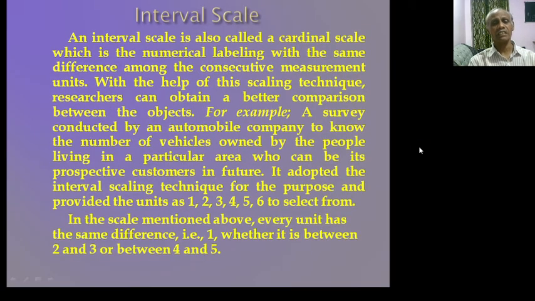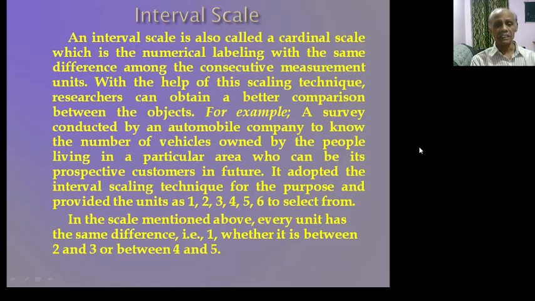Next one is interval scale. An interval scale is also called a cardinal scale. The earlier one is ordinal, now it is cardinal. An interval scale is also called a cardinal scale, which is the numerical labeling with the same difference amount among the consecutive measurement units. With the help of the scaling technique, researchers can obtain a better comparison between the objects.